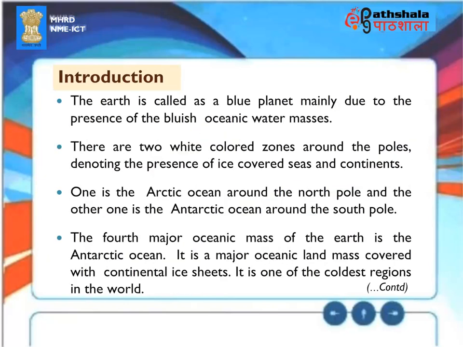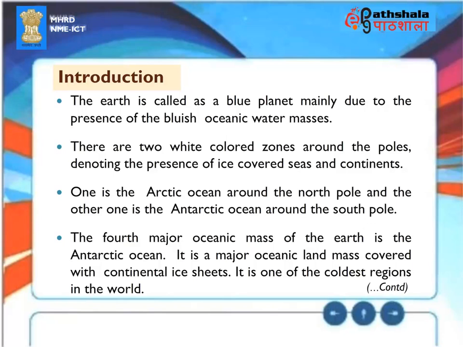oceanography. Introduction. The Earth is called a blue planet mainly due to the presence of the bluish oceanic water masses. There are two white-colored zones around the poles, denoting the presence of ice-covered seas and continents. One is the Arctic Ocean around the North Pole, and the other one is the Antarctic Ocean around the South Pole. The fourth major oceanic mass of the Earth is the Antarctic Ocean.